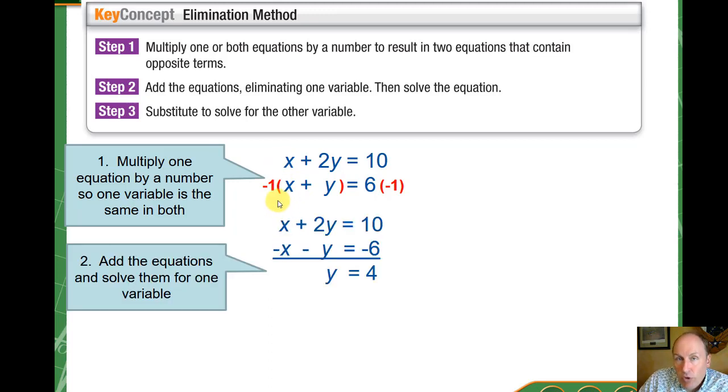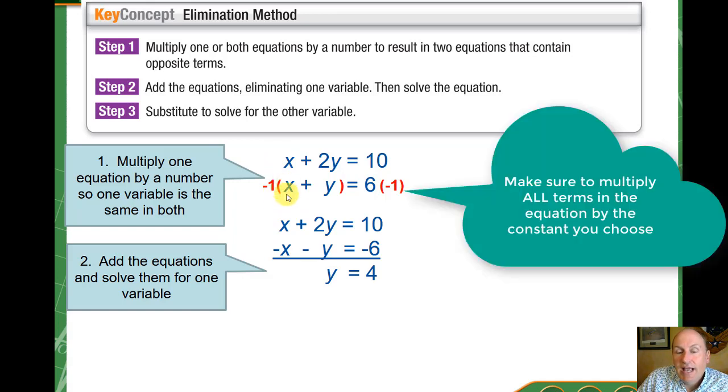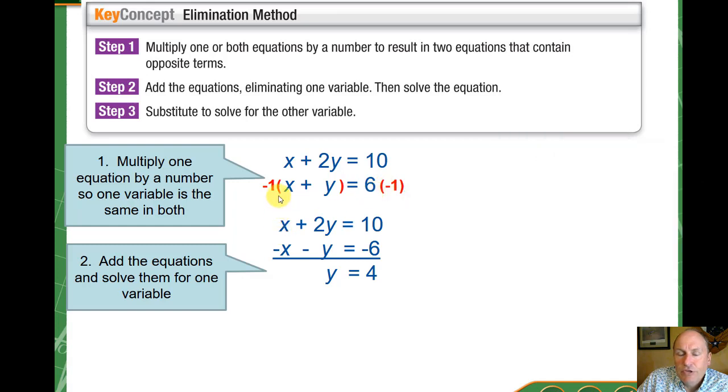So it's very important, and this is a very common mistake in the elimination method, to multiply every term in the equation on both sides by the same constant. So if we choose -1 here, we're going to multiply -1 by the x, -1 by the y through distribution, and what we do to one side in algebra, we must do to the other to keep it an equation, and we're going to multiply the 6 by -1. So we wind up with, when we distribute, -x minus y equals -6 in the second equation.